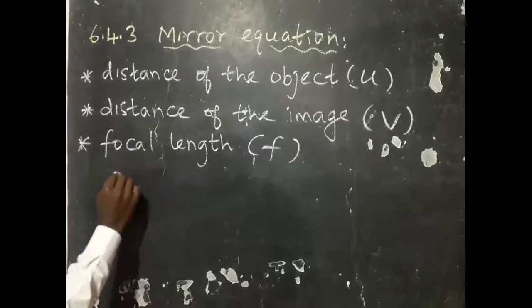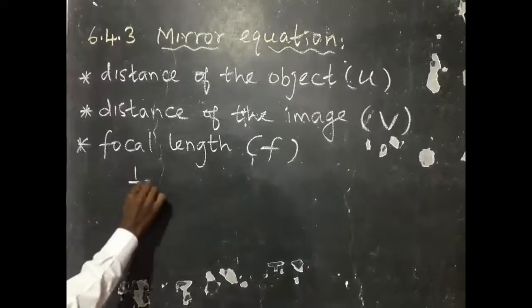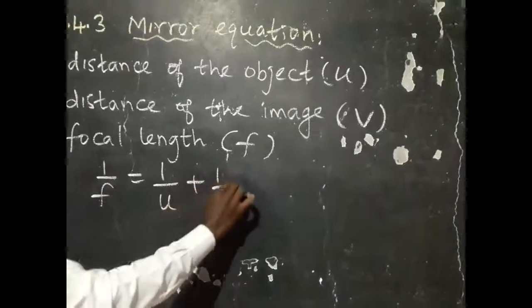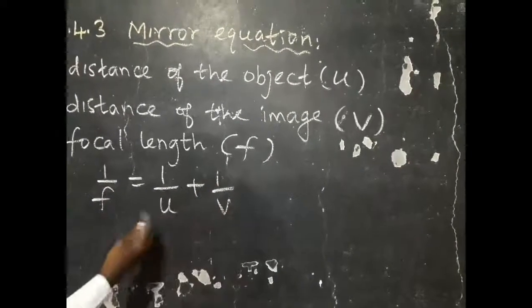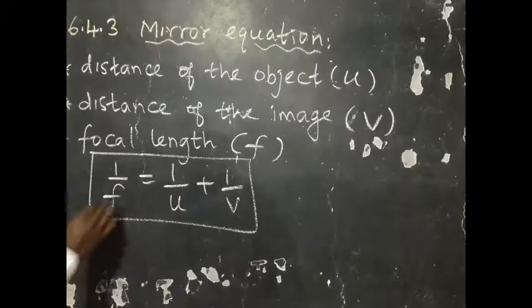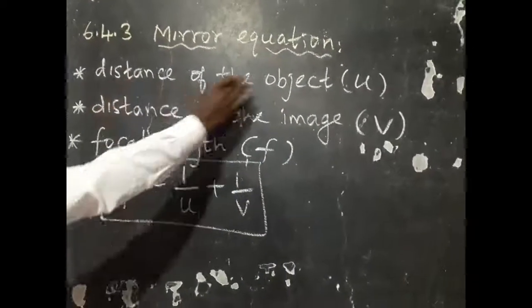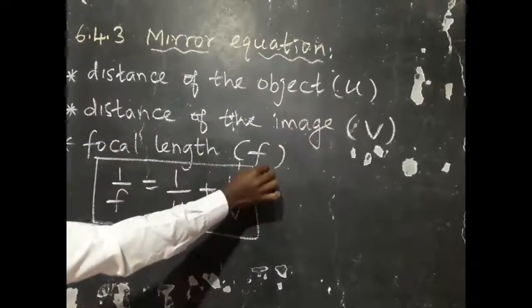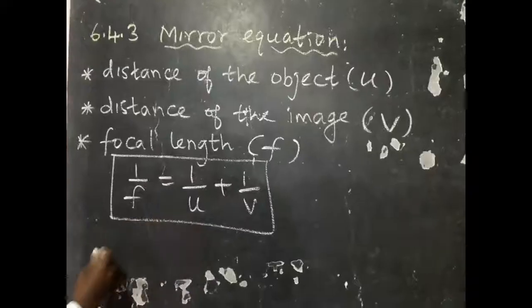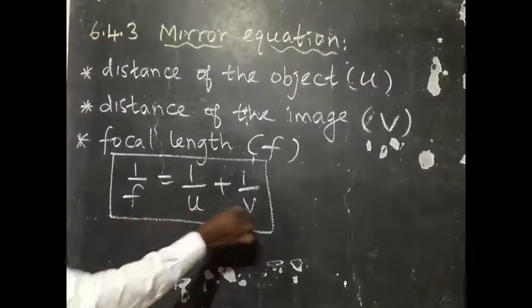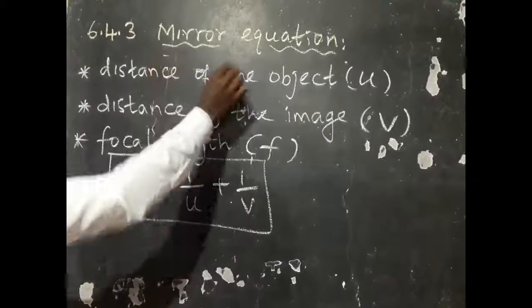We write this expression as 1 by f is equal to 1 by u plus 1 by v, or 1 by v plus 1 by u, anyhow. So this is called the mirror equation. It is the relation between the distance of the object u, the distance of the image v, and the focal length f. Already we know what f, u and v are. So f க்கும் u க்கும் v க்கும் உள்ள relation தான் நமக்கு mirror equation.